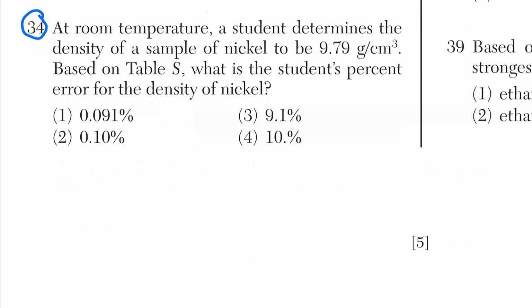Number 34. At room temperature, a student determines the density of a sample of nickel to be 9.79 grams per cubic centimeter. The student determines, that's the experimental value. Based on Table S, they're telling you where to go. What is the student's percent error? So I guess we've got to go to Table S and look at the percent error. Now if we're trying to figure out the percent error, we're going to need a known or a theoretical value. And that's where they're letting you go to Table S to find that.